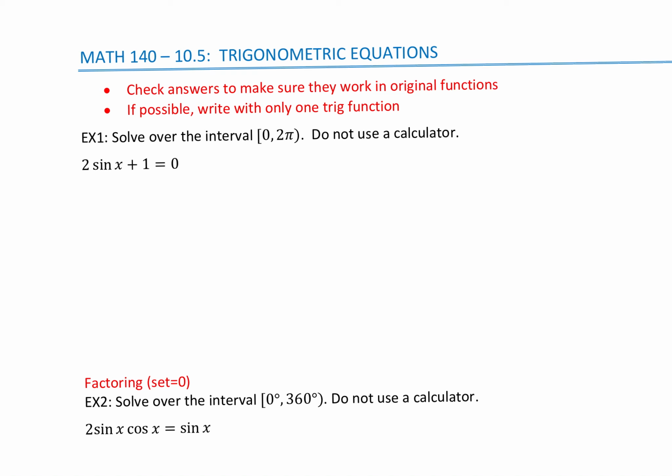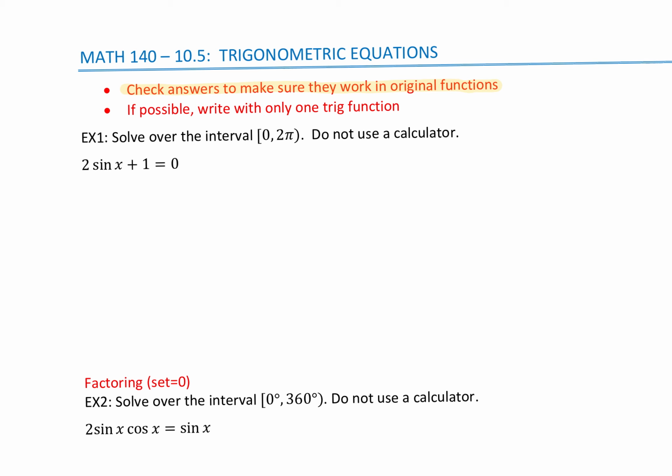In the last two sections of this chapter, we'll be solving equations with trig functions. Something we want to keep in mind is, whenever we have a solution, check your answer to make sure that it works. You could get an answer like pi over 2, and maybe your initial equation had tangent in it. Well, tangent is undefined at pi over 2, so that solution wouldn't work.